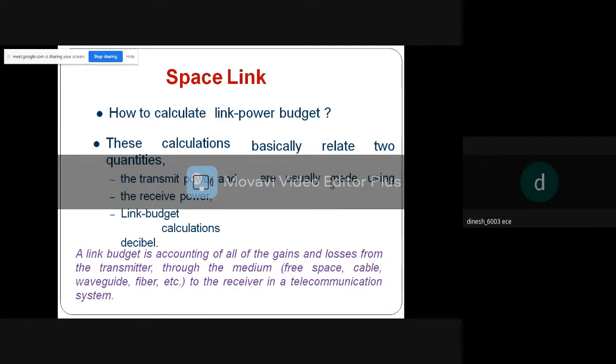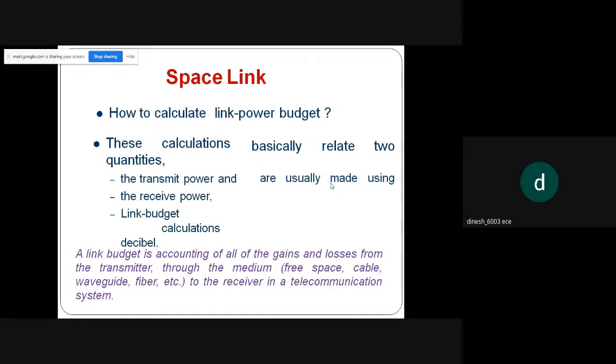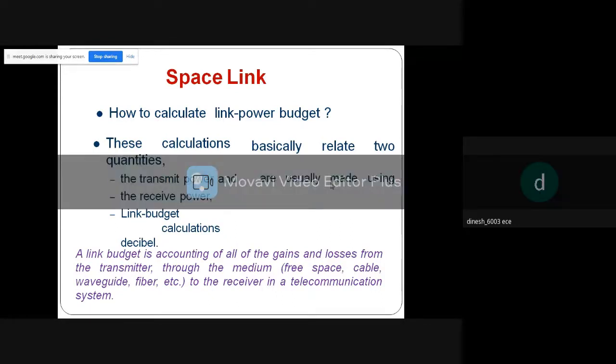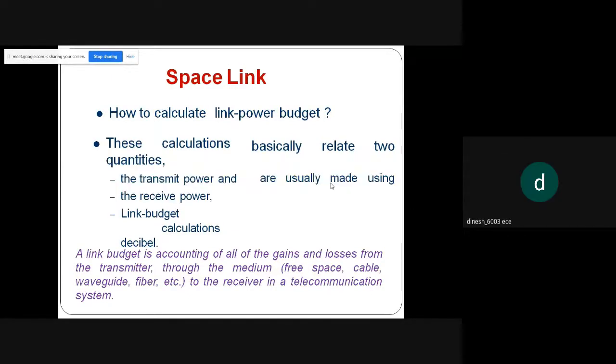Always the uplink frequency will be higher than the downlink frequency. So for this space link design, what is required, or what is the basic necessary information? It is calculating the link power budget. So what is a link power budget?